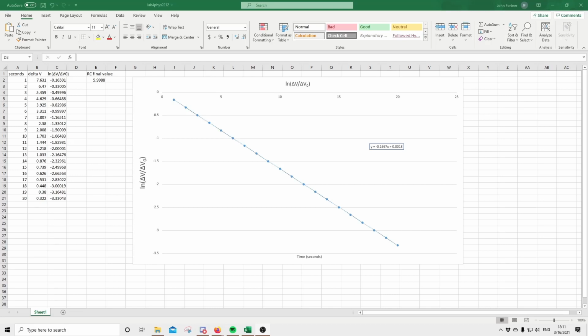So this is a plot of the time by the natural log of delta V over delta V naught. And from it we see this very linear plot, and this line of best fit is described by this equation right here in the tiny box: y equals negative 0.1667x plus some constant. And from that, we have the negative inverse of the actual final value for our RC constant, which you can see calculated up here.